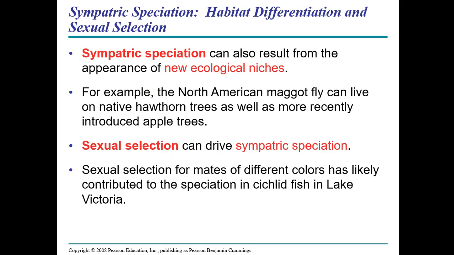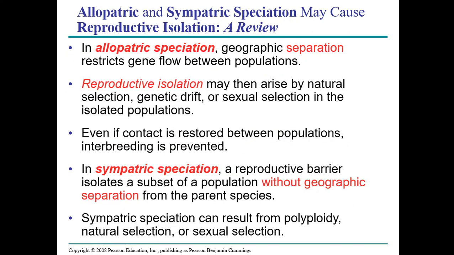Sympatric speciation can result from the appearance of new ecological niches. Though they are of the same area, it has new ecological niches, so sympatric speciation occurs. For example, the North American maggot fly can live on native hawthorn trees as well as more recently introduced apple trees. Since merong introduced na apple trees, the tendency is that there are maggot flies that will also adapt to this kind of niche or habitat. Sexual selection can also drive sympatric speciation. Sexual selection for mates of different colors has likely contributed to the speciation of cichlid fish in Lake Victoria. That's an example.